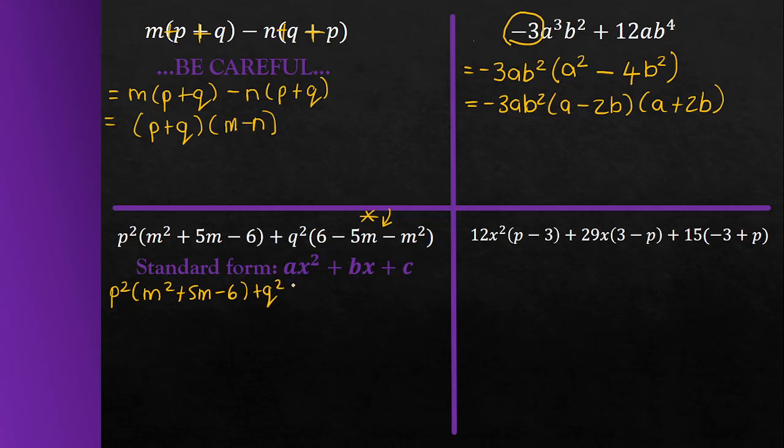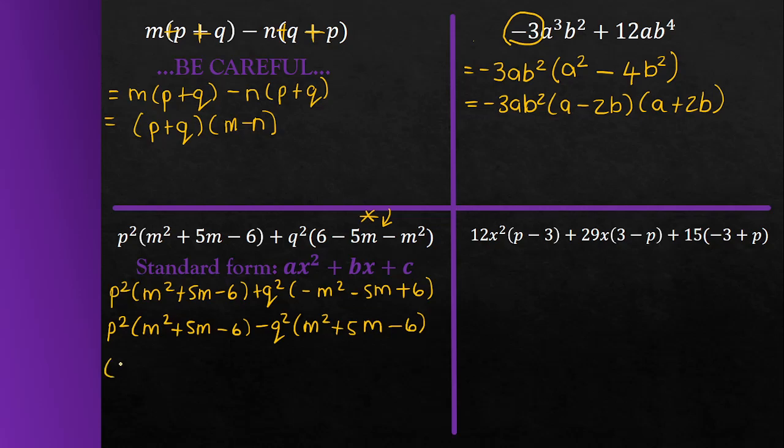Plus q squared minus m squared minus 5m plus 6. Wait a minute. Our brackets are kind of the same, but you see, that's a plus, this is a minus, this is a plus, this is a minus, this is a minus, this is a plus. Sign change. So we are going to take out a -1, and that's just going to make this a negative q squared.